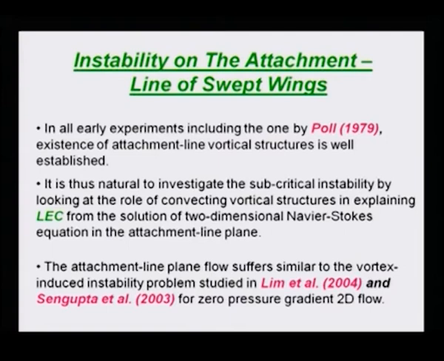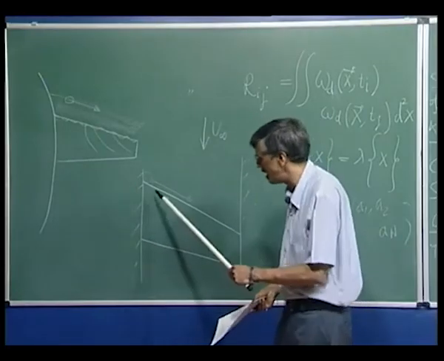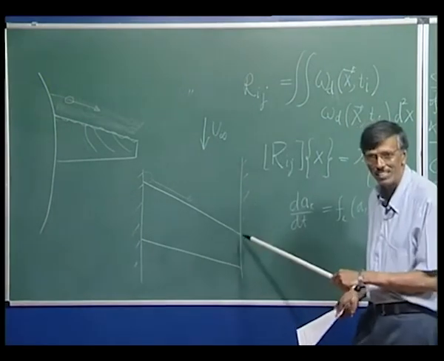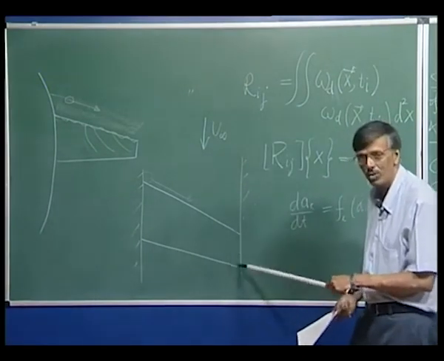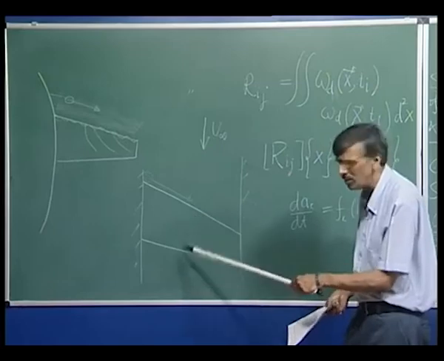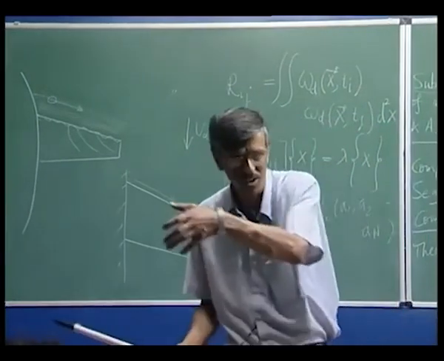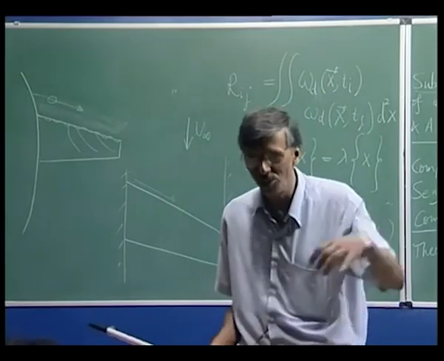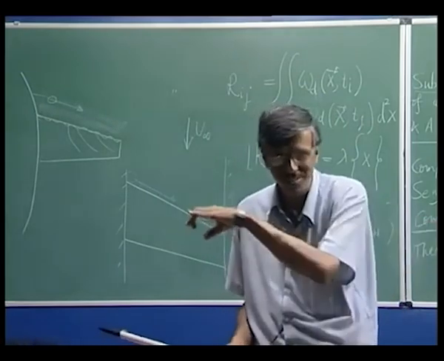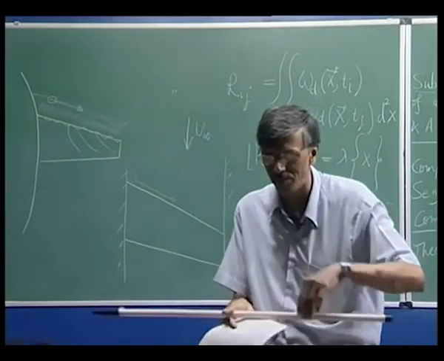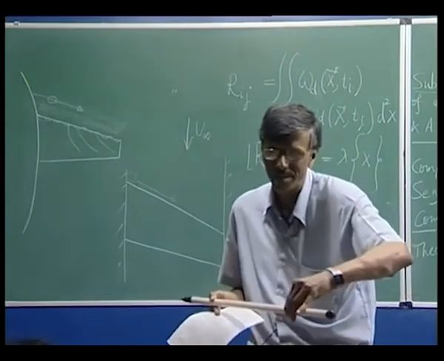So, basically once again we note that Jan Paul has done this experiment, and he showed there is existence of attachment line vertical structures. What he did, of course, he did an interesting thing. He did not do it with the wing section. He did it initially with a cylinder called a yawed cylinder. Usually when you do the experiment, you have a cylinder which is perfectly normal to the oncoming flow. So, he just swept it.